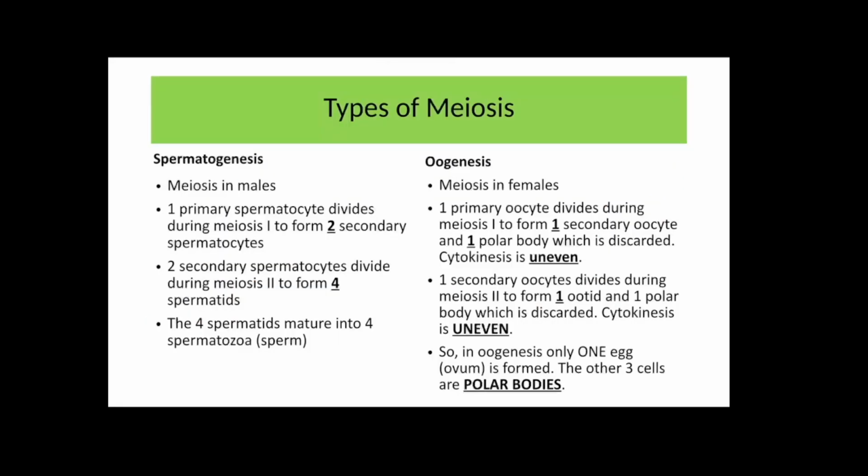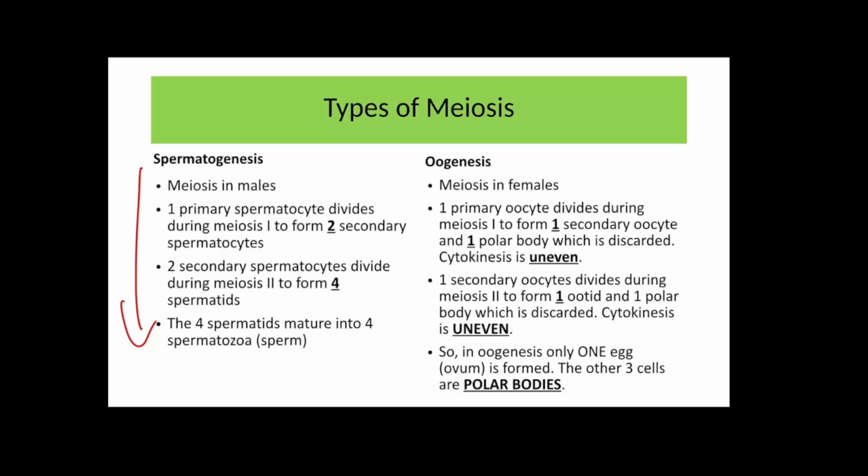So we have different types of meiosis. We have in males spermatogenesis, and in females oogenesis. And one is to form sperm, the other is to form egg. In spermatogenesis, of course, this is going to occur in males. You have this one primary spermatocyte. It divides during meiosis 1 to form 2 secondary spermatocytes, and then that will eventually develop into 4 spermatids. And the 4 spermatids mature into 4 spermatozoa, or mature sperm. So with males, it's make lots of sperm cells, as much as could possibly be made.